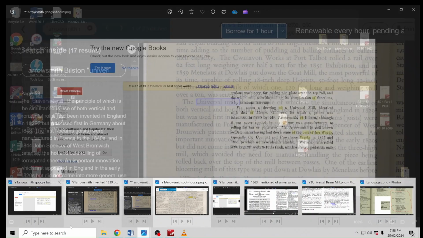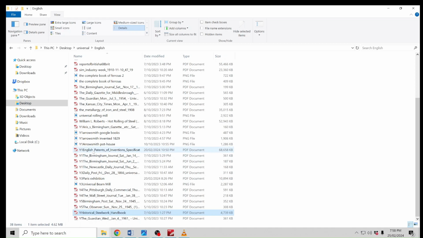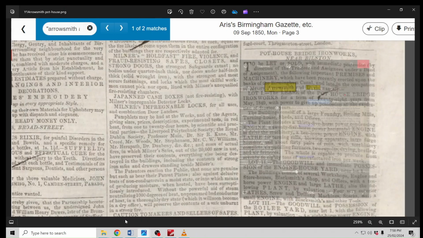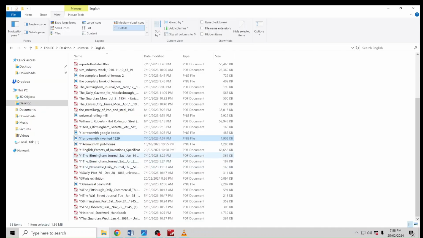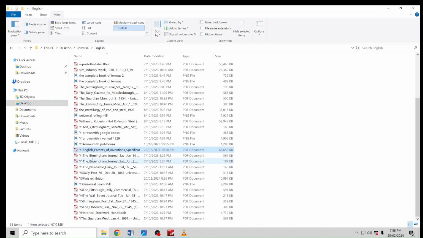What else have I found? So let's have a look here. So patent, we looked at that already. Pothouse, all right, I read that already. I did anyway.